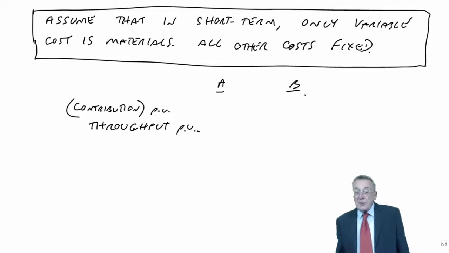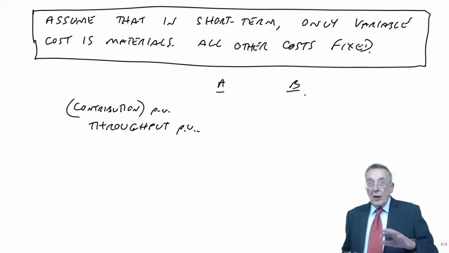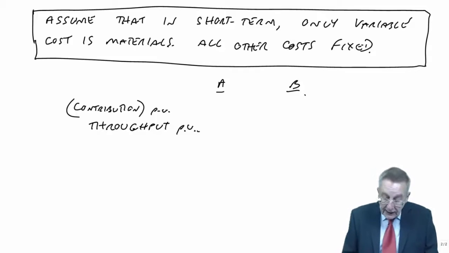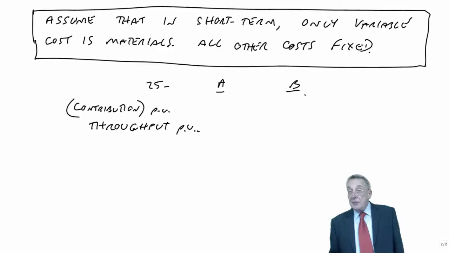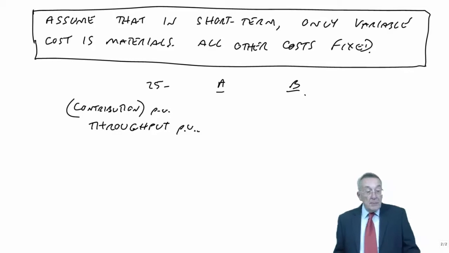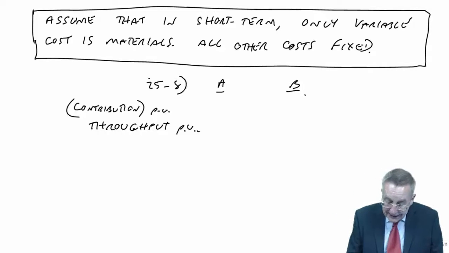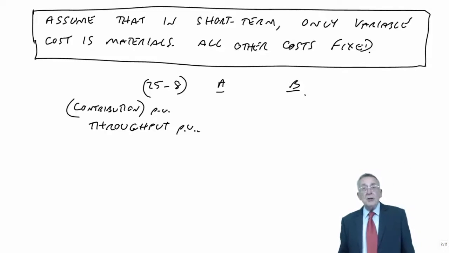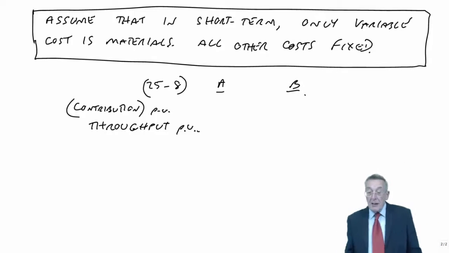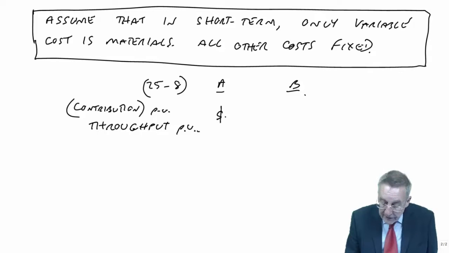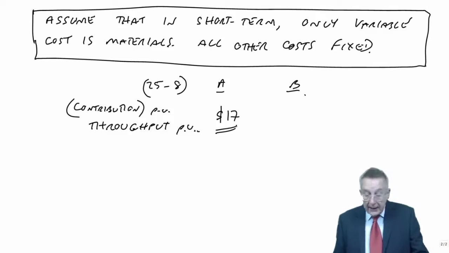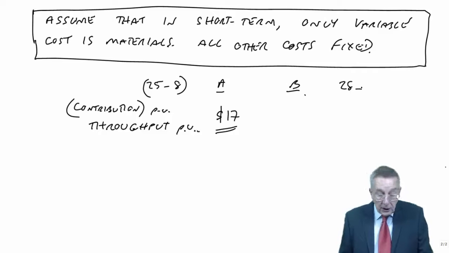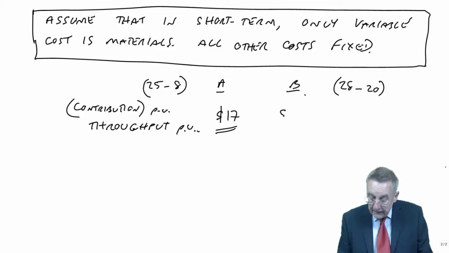And the reason it's different, of course, is that on the contribution definition the selling price is 25, but if the only variable cost is materials, well, materials for A are 8. And therefore, on this definition, the contribution over throughput, 25 less 8, is 17. And similarly for B, selling price 28, the only variable cost materials of 20.